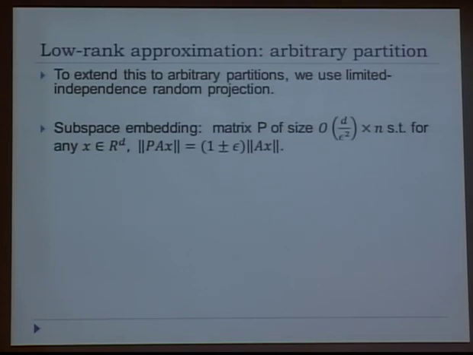So one notion that's useful is a matrix P, which will be the projection matrix. There exist these matrices of size D over epsilon squared by N, so that for all vectors x in R to the d, the two norm of PAx is approximately the two norm of Ax, preserved even when you apply P. The advantage is that PA is much smaller, right? A was N by D, P times A is only D over epsilon squared by D.